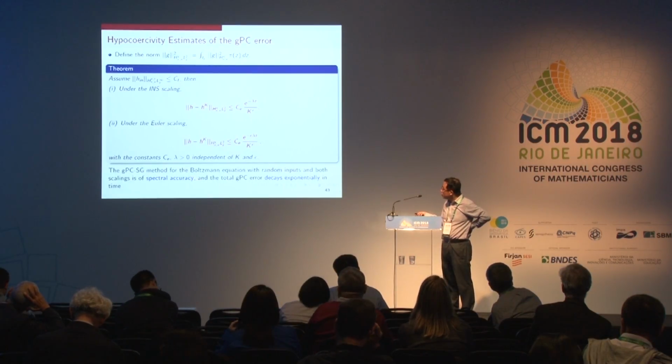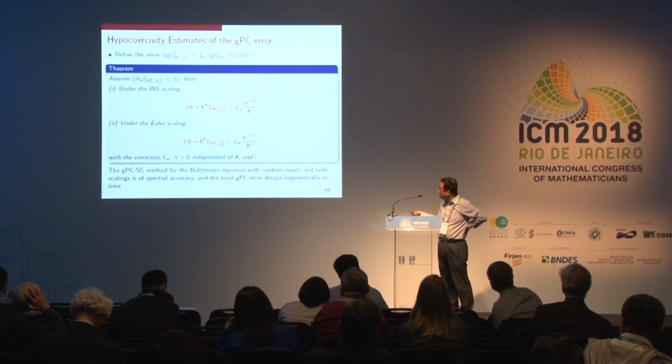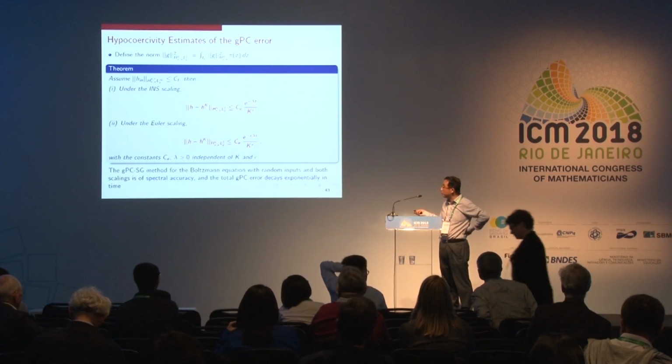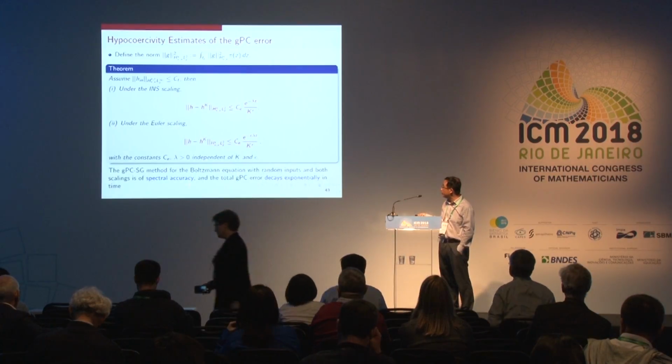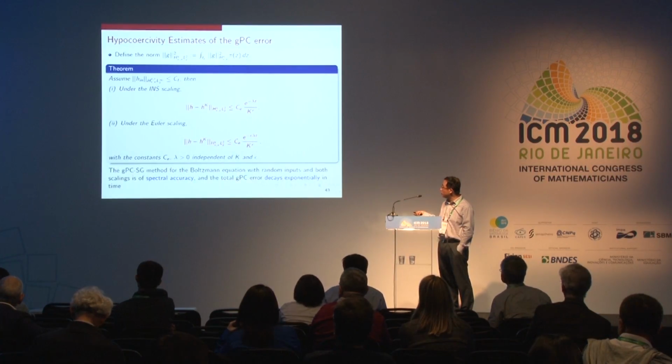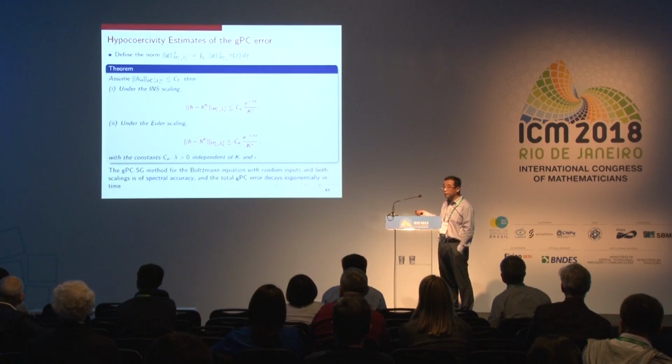So this result shows that if you use the Galerkin method for Boltzmann, with random inputs for both initial data and the collision kernel, we prove spectral accuracy, and also that the total GPC error decays exponentially in time. So it's a really long-time numerical analysis.